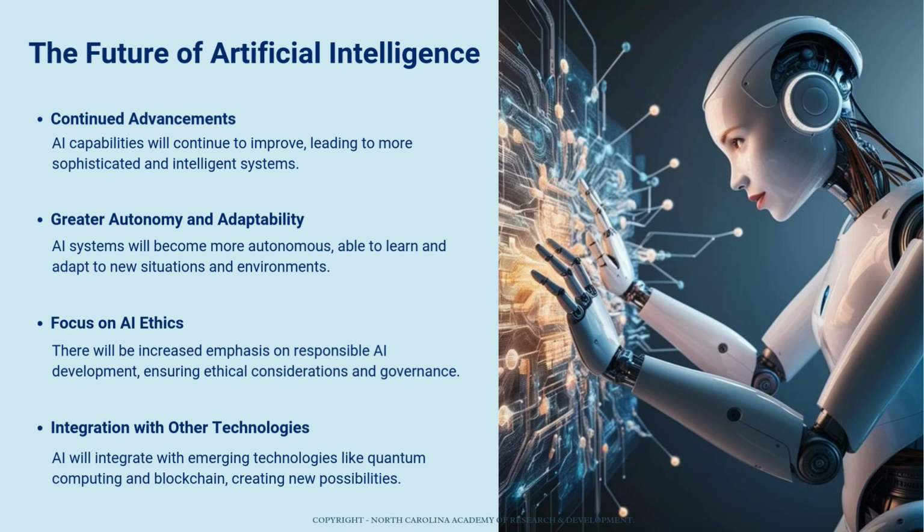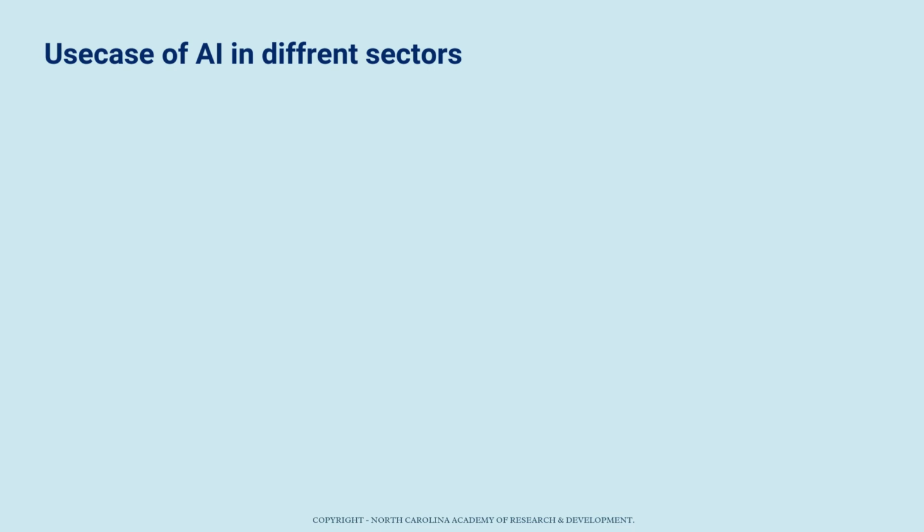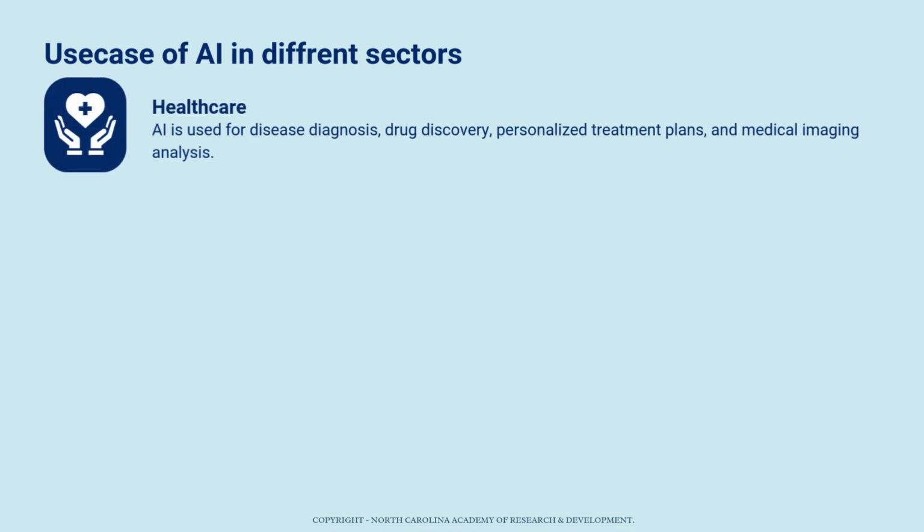AI is transforming industries across the globe, bringing innovation and efficiency like never before. Let's see a few use cases in various sectors. In healthcare, AI plays a vital role in disease diagnosis, drug discovery, personalized treatment plans, and even analyzing medical images to assist doctors with faster and more accurate decisions.